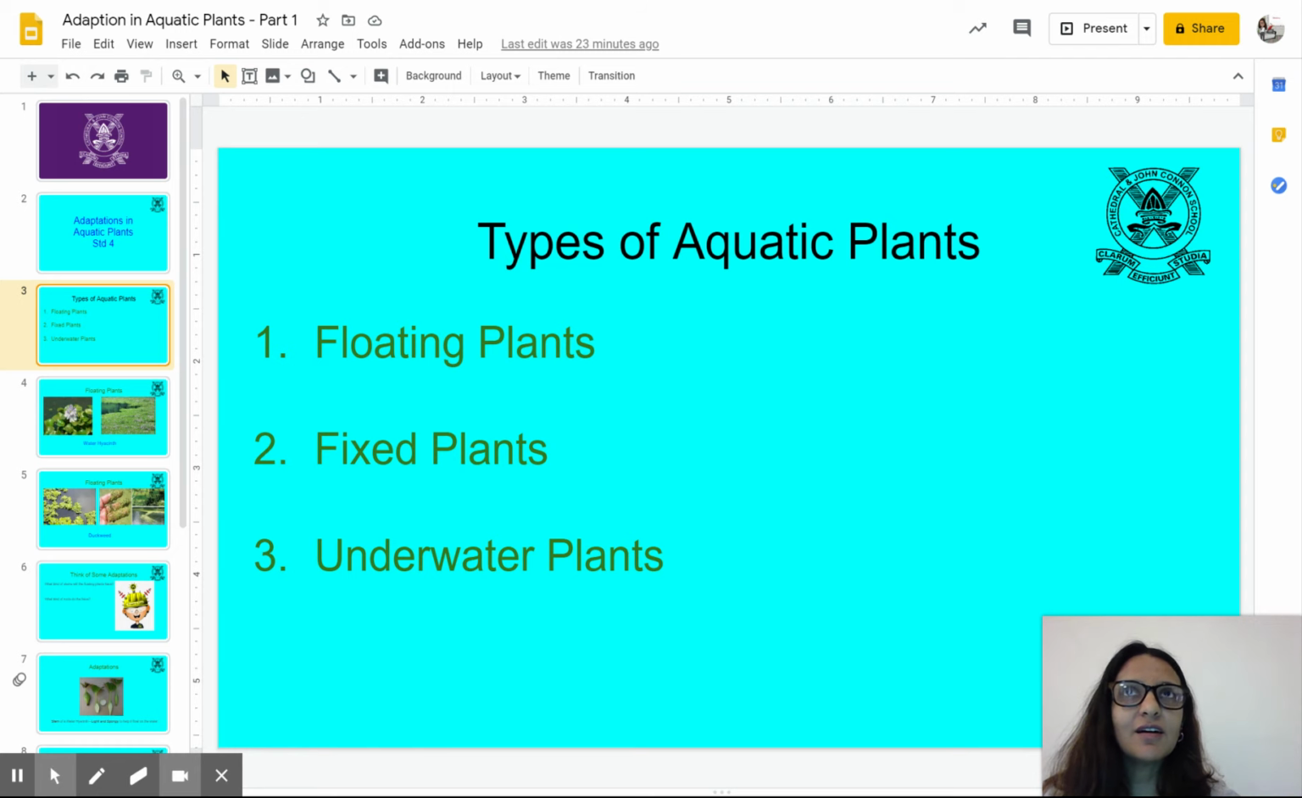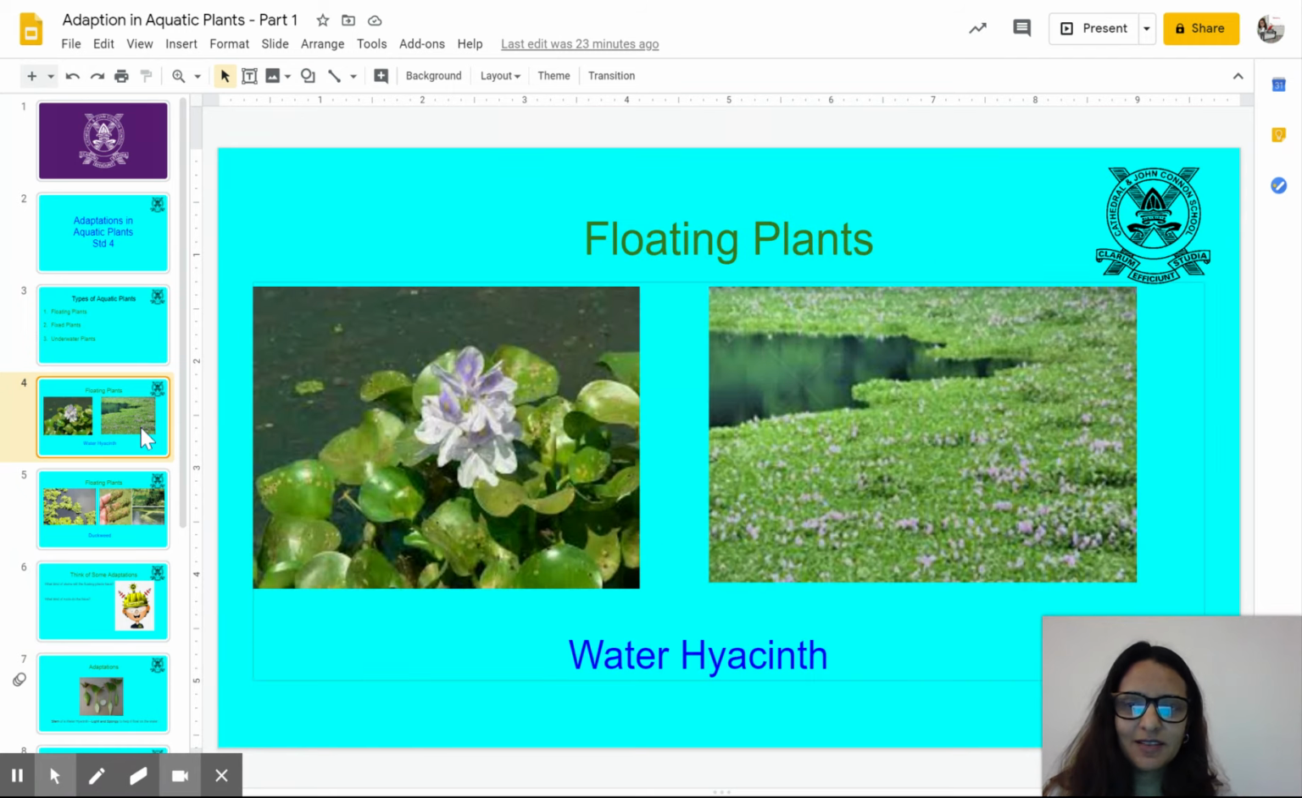So let's think. Have you seen a floating plant somewhere? What comes to your mind when I say floating plant? Well, if you thought of a lotus, I'm sorry, that's not correct, because a lotus is a fixed plant. I'm going to show you a picture of a floating plant here. This is a water hyacinth, a classic example of a floating plant. You see the pretty flower right here, and this is literally a carpet of water hyacinth on a pond. So these are floating plants.